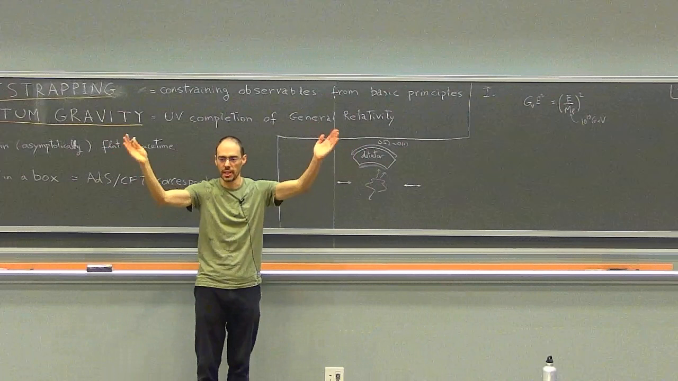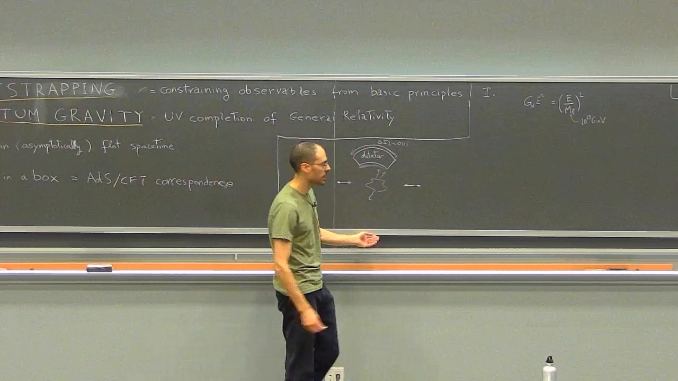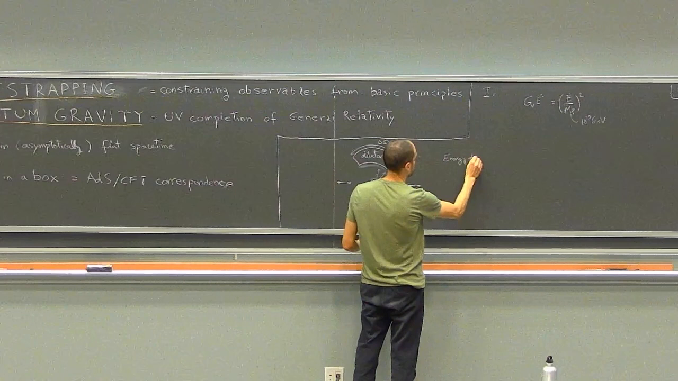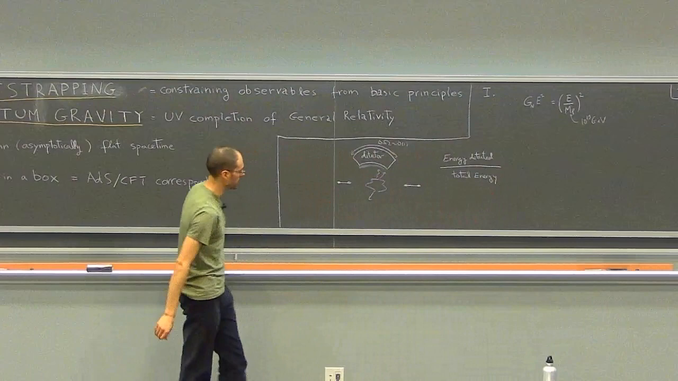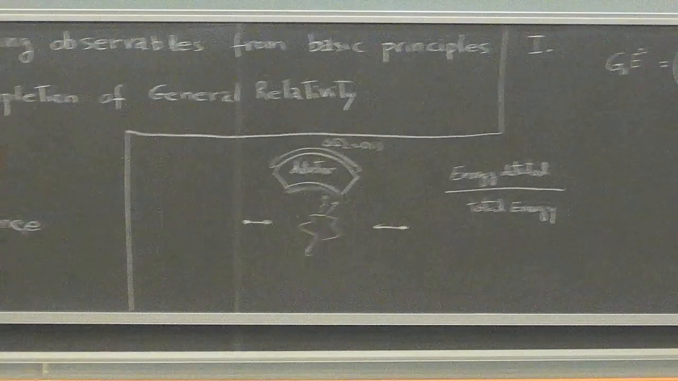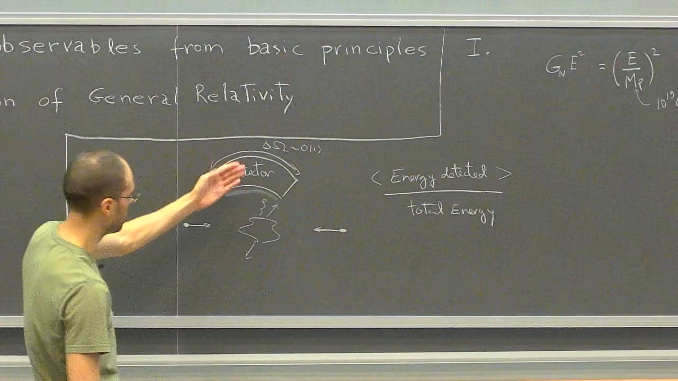And then you can ask a very simple question: how much energy you captured in this detector from the collision? So let's take the energy detected divided by the energy you send in, okay? Total energy. So you just send in the energy from the particles, right? Okay, of course, this is a random variable, right? This is quantum mechanics, so you take some average. So what's the expectation value of the energy you detect in this thing?